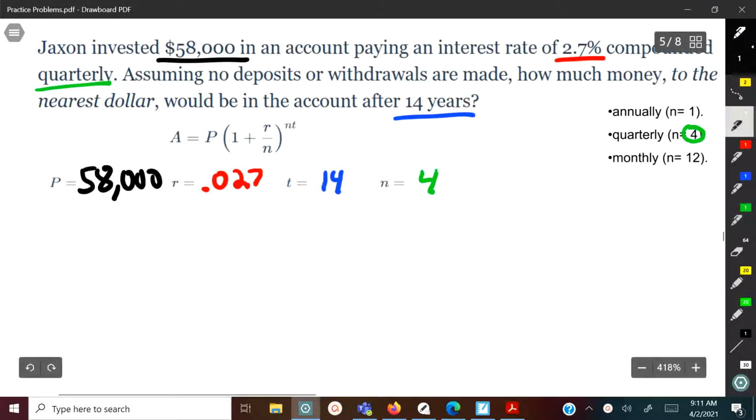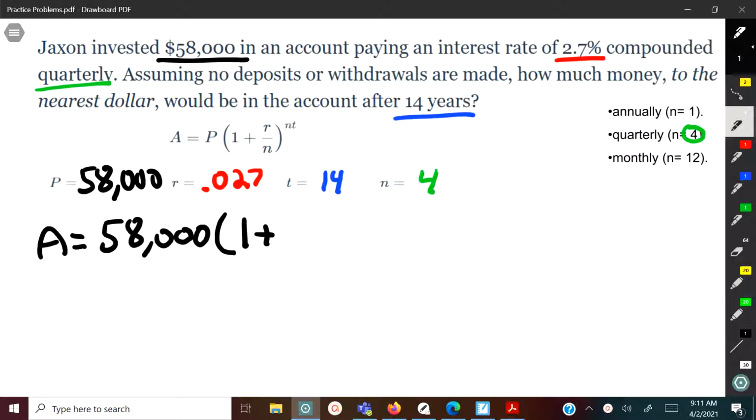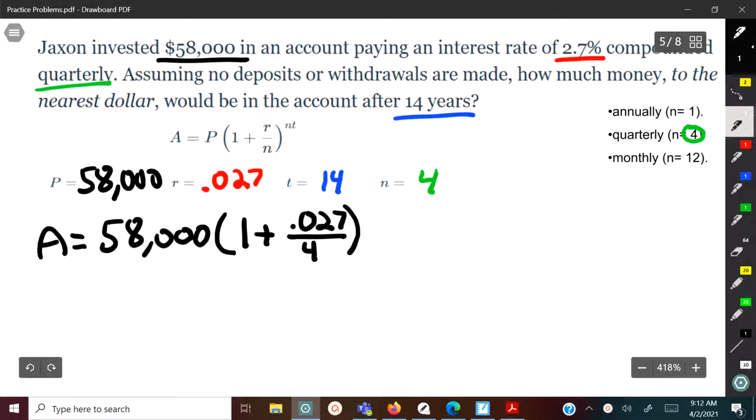Now we're going to plug each one of those into the formula. So you have A is equal to your P, 58,000, times 1 plus R, which is 0.027, over the N, which is 4, close parentheses. Now, I didn't mention this in the last video, but to make sure it comes out right, when you raise it up, make sure you put this in parentheses. So here you got parentheses, and we're going to put in N, which is 4, times T, which is 14. Then close parentheses.